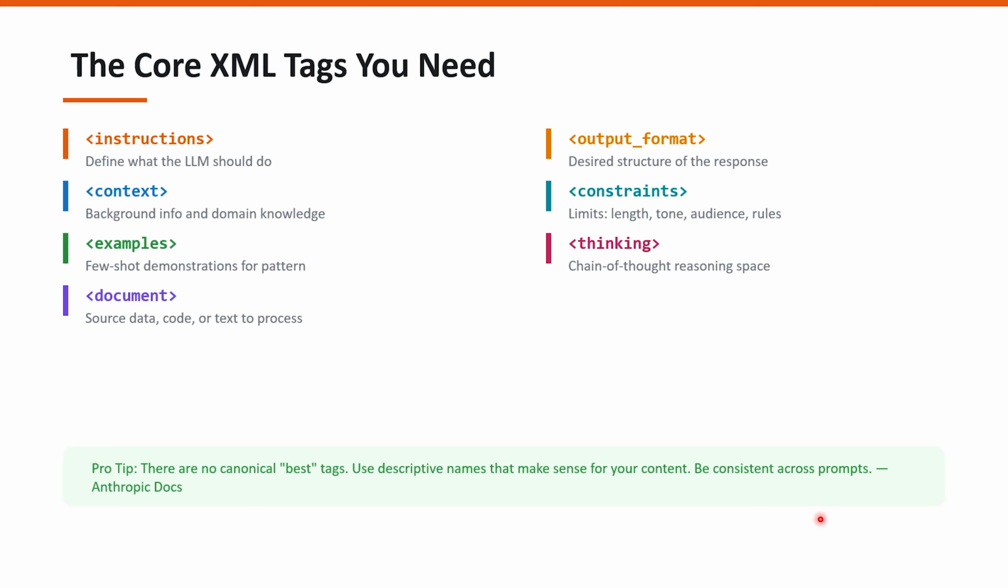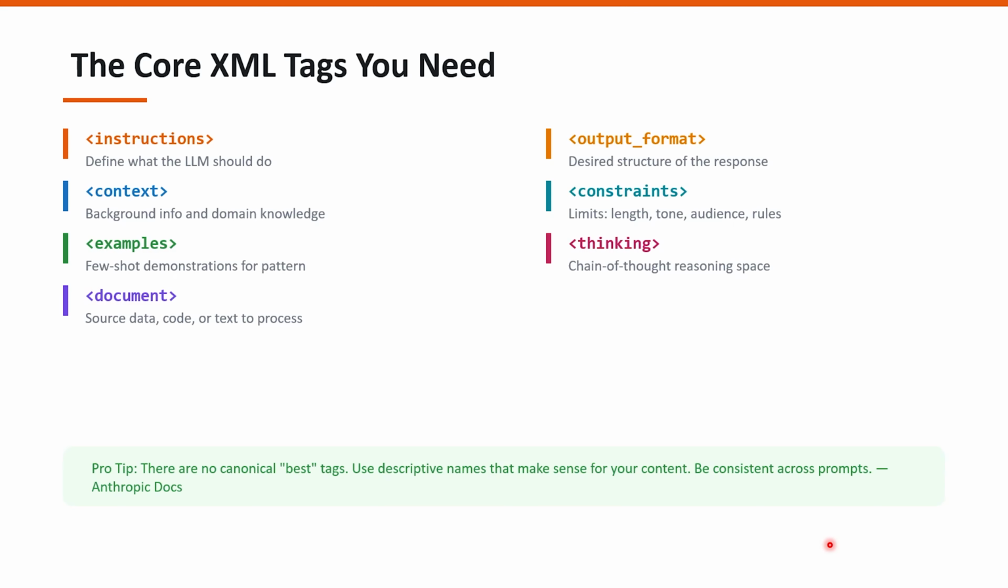Document tag for the actual data or text that needs to be processed. Output_format tag, very important. This tells the AI exactly how you want the response structured. Constraints tag for rules like maximum length, tone, audience, etc. And thinking tag, this is for chain of thought reasoning. You ask the AI to think step by step before giving the final answer. One important thing, Anthropic says there are no canonical best tags. Use whatever tag names make sense for your content. Just be consistent across your prompts.